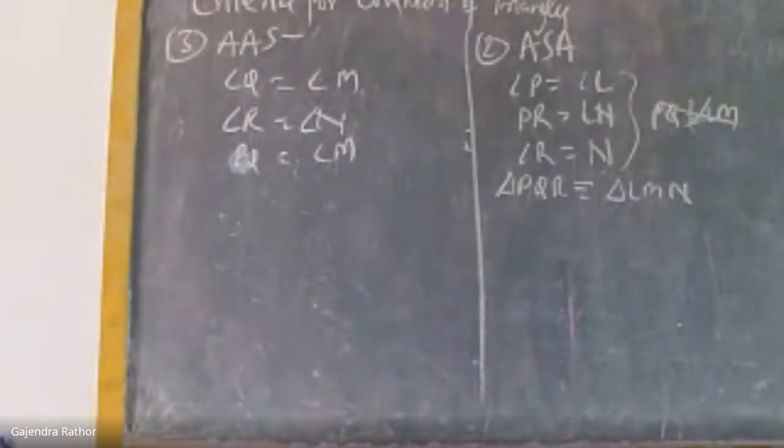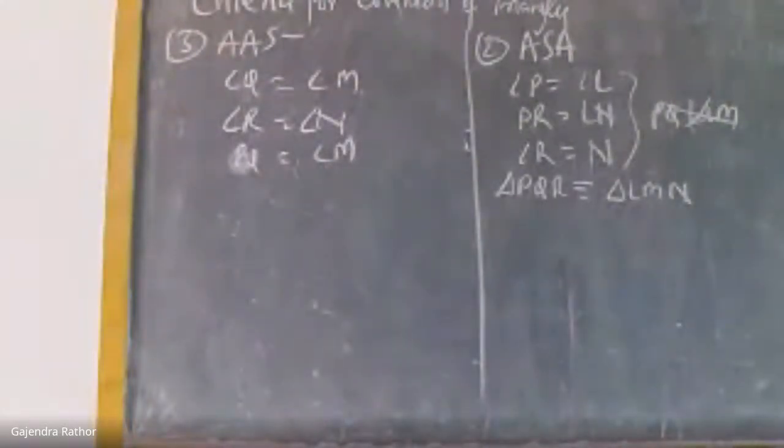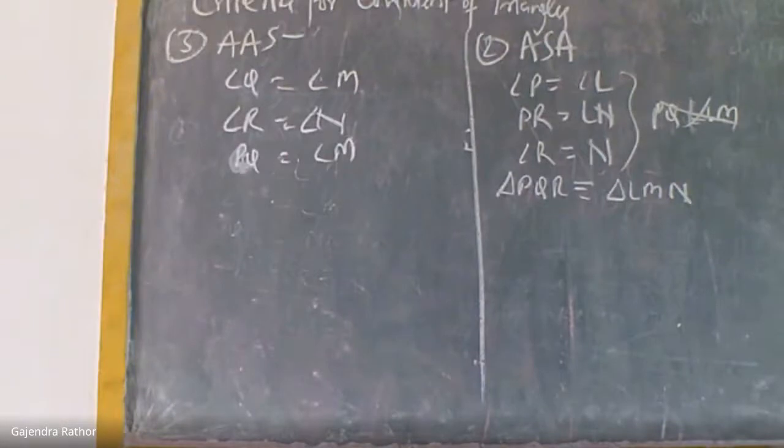Up to this step, if there is any doubt, kindly ask me. We studied three criteria: first SAS, second ASA, third AAS. We will use these three criteria to solve the questions of exercise 7.1.